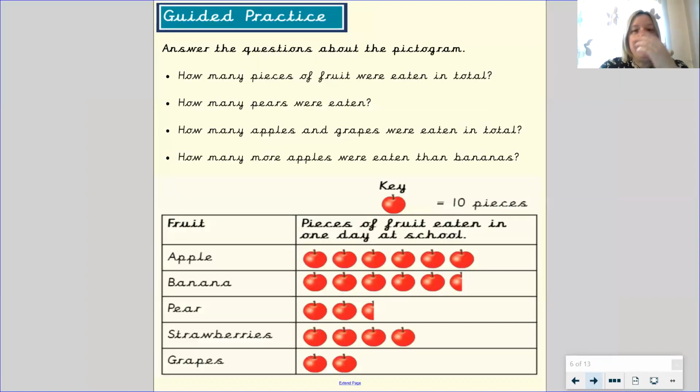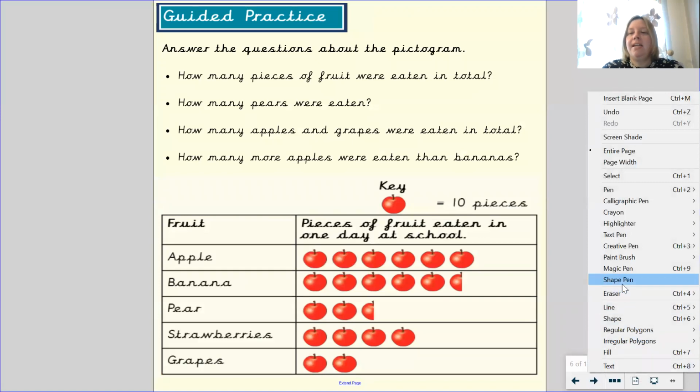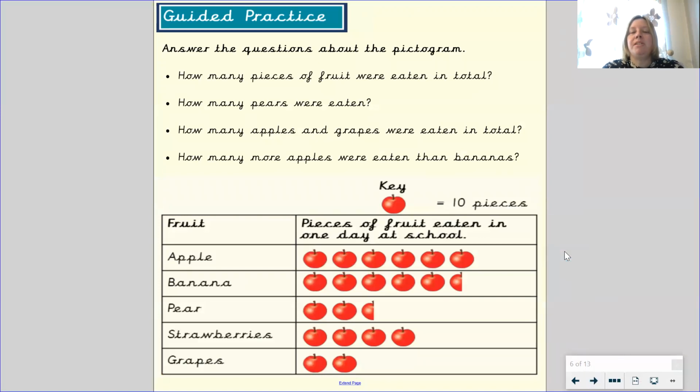Let's have a look at these questions about the pictogram. When we're looking at a pictogram, what is the first thing we need to do? The first thing we need to do is to look at our key and see what our key represents. So I know that 1 apple equals 10 pieces of fruit.